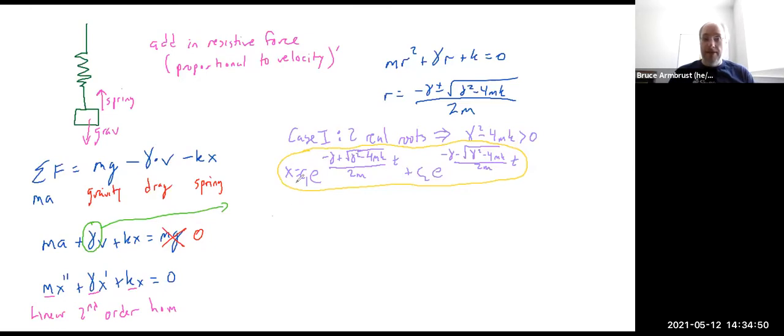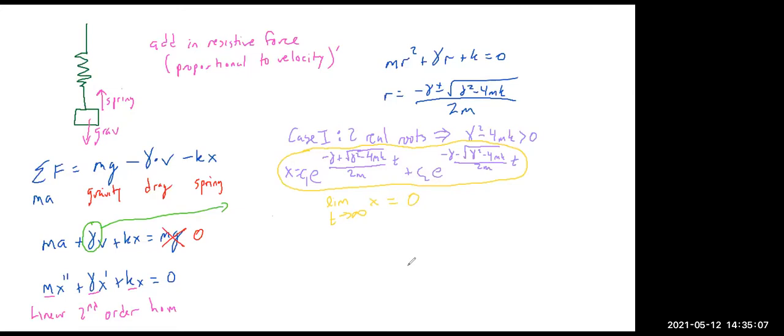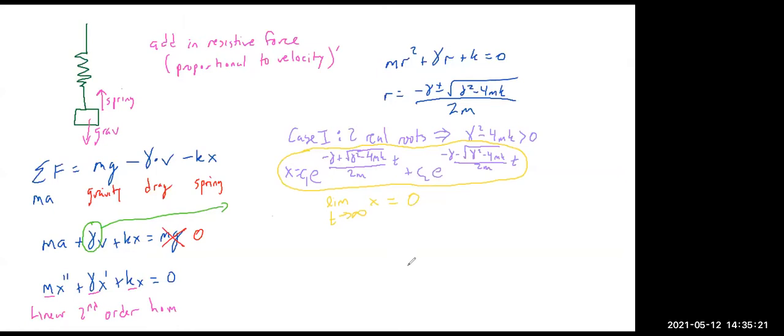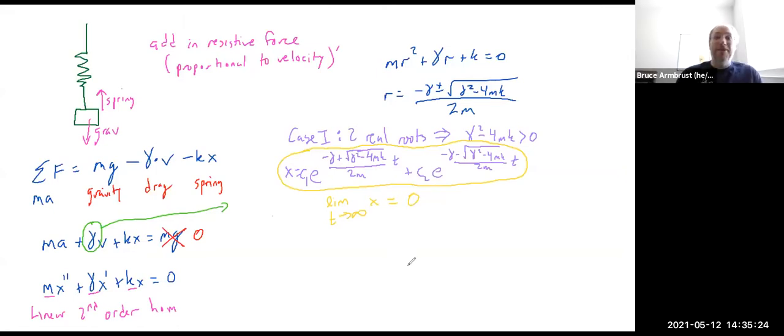So in this situation, when you have 2 real roots, this is your solution, and the trend as t goes to infinity is 0. So it will die out. So we let it go, and it's eventually going to return to equilibrium as time goes on. Good, it should. We should expect that it definitely does that. All right, so there's case number 1.